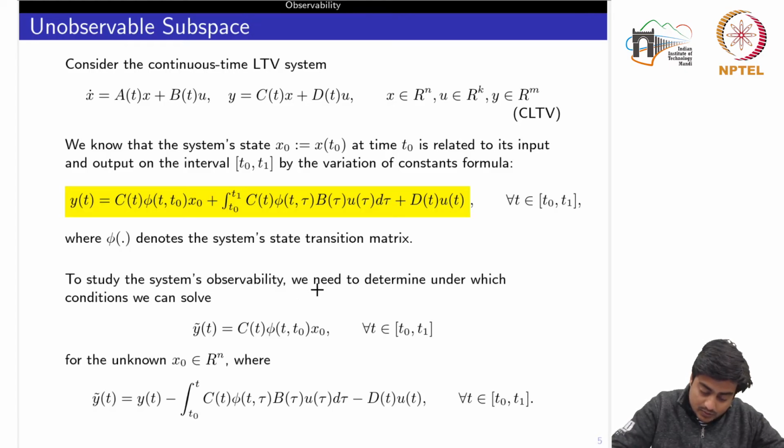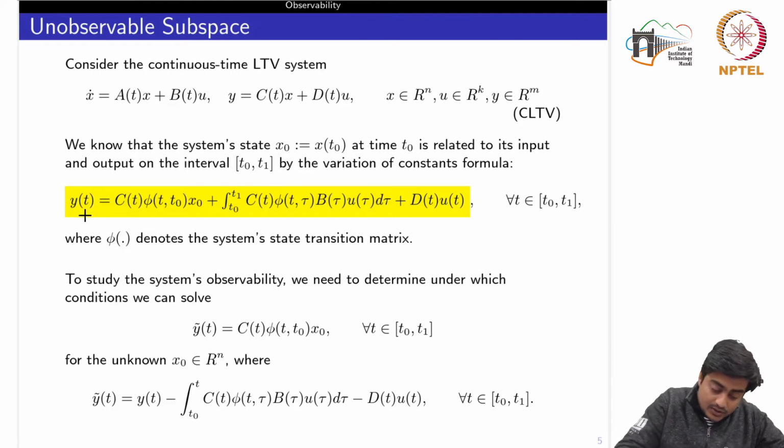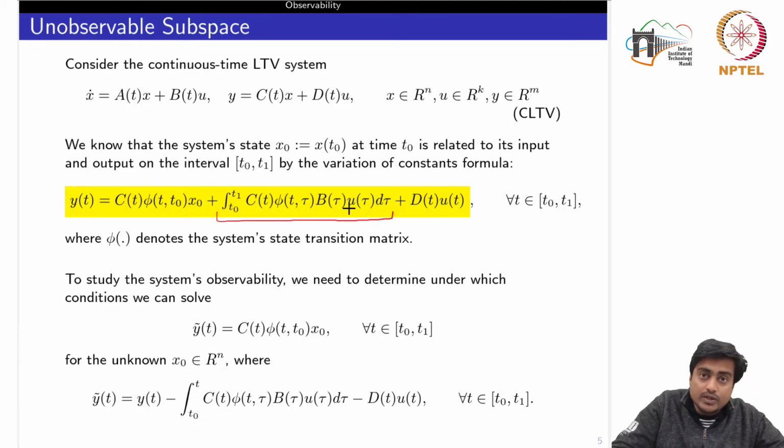So to study the system's observability, we need to determine under which conditions we can solve this equation. This equation is similar to what we saw earlier. This is the solution, right? Now if you pay attention to this term, it contains information of all the signals and functions. u, we are measuring the signal. B, phi and C you can compute from the system matrices. Similarly here we know u, and D is already known to us.